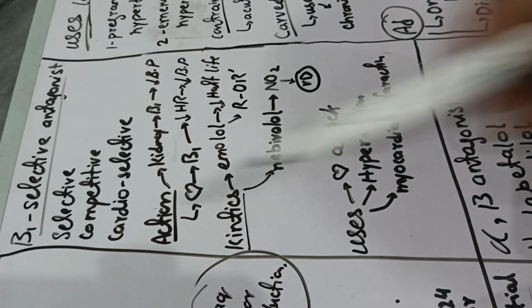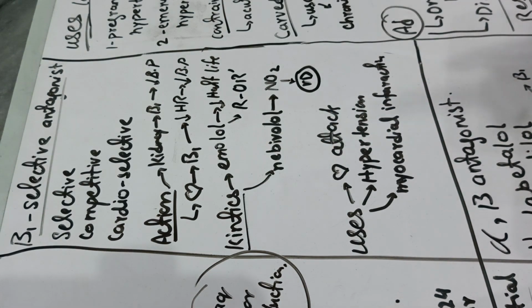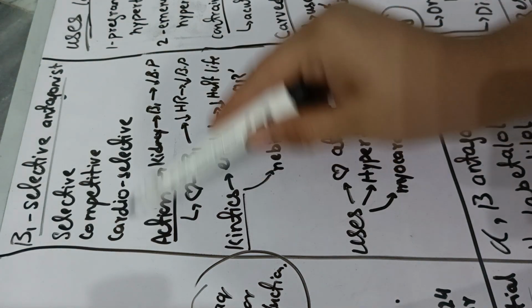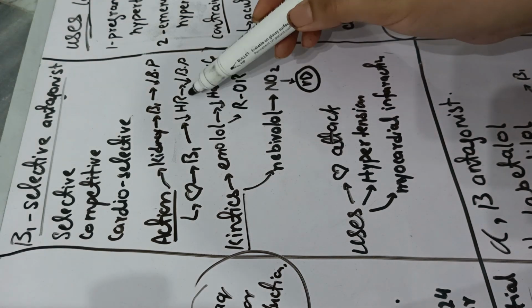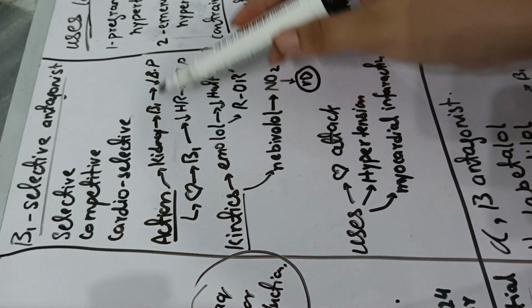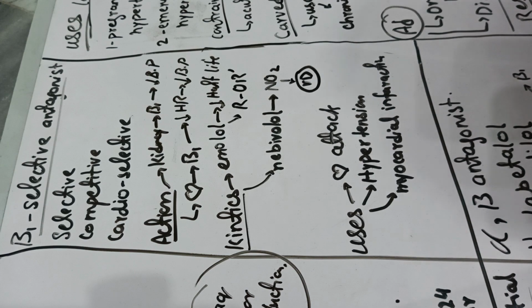First thing, they are selective in nature. They act only on your beta 1, with no action on your beta 2 receptor. They are competitive, always fighting, and they are cardioselective. Cardioselective is because they act on your heart, because beta 1 receptors are on your heart and on your kidney. So the main effect of beta blockade is seen on your heart: they decrease heart rate and decrease blood pressure. On the kidney, they also decrease blood pressure by decreasing the synthesis of renin.